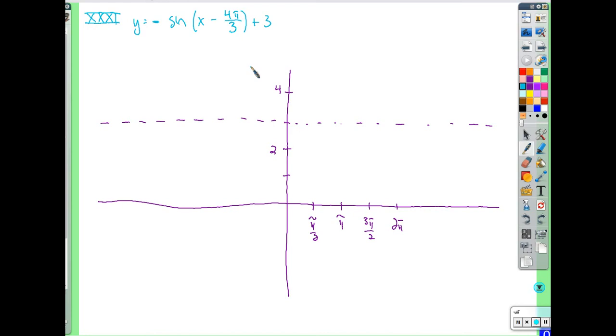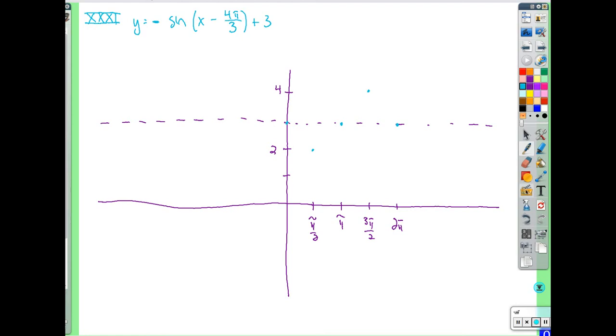Let's see, maybe we'll put the points that we would normally have since it's flipped upside down. We'll go like this, and then we'll shift them to the right. Okay, so this is what a flipped upside down sine graph would look like, and now we're just going to move to the right 4 pi over 3.